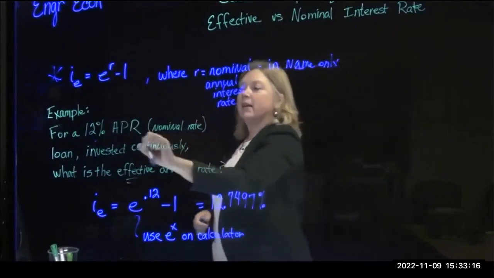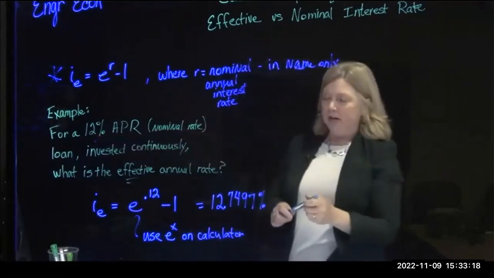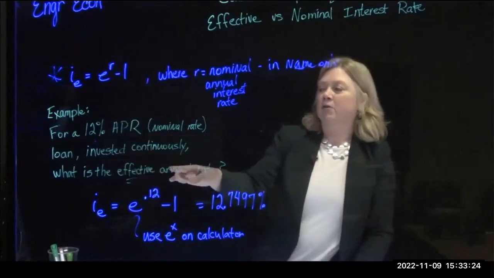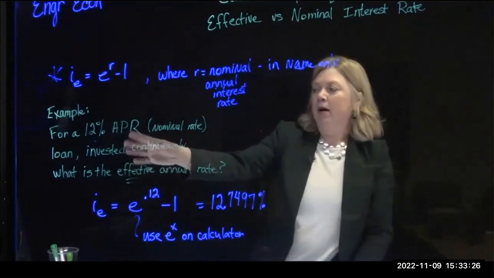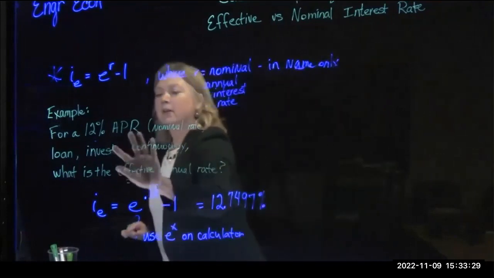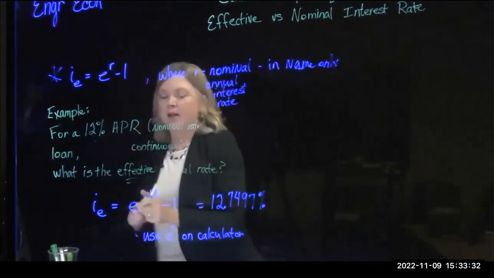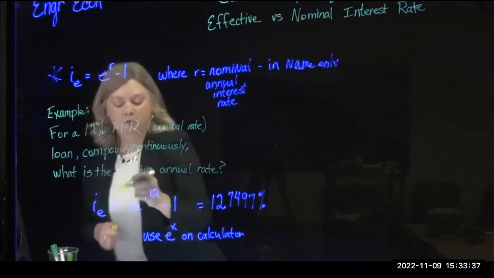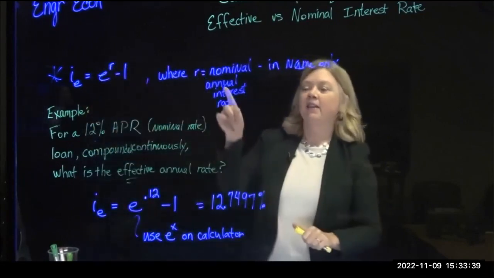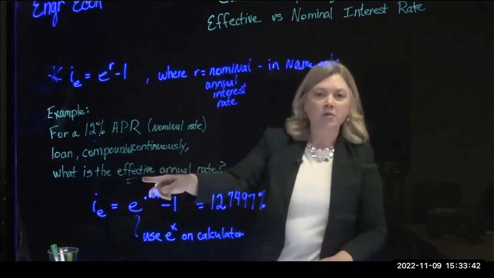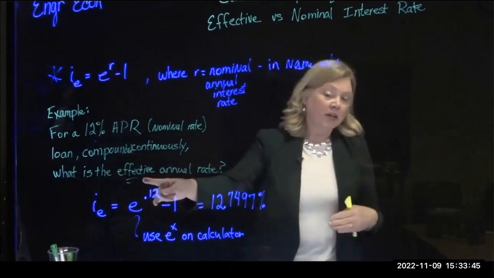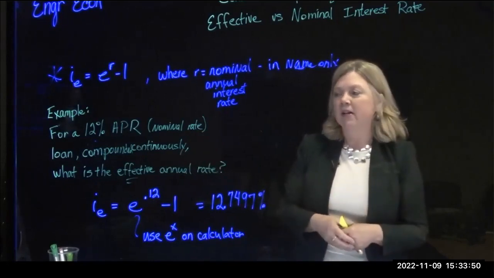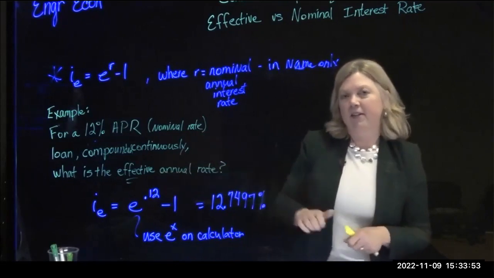We want to translate a nominal annual percentage rate of 12% to its effective annual interest rate, and it's compounded continuously. The effective interest rate is always going to be higher than the nominal rate, and it's the rate that determines how much cash is paid or received as interest. So we are interested in the effective interest rate.